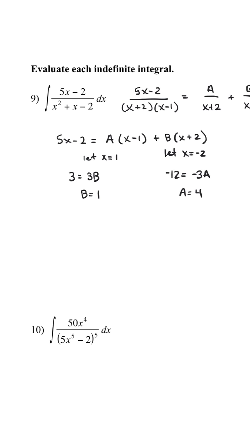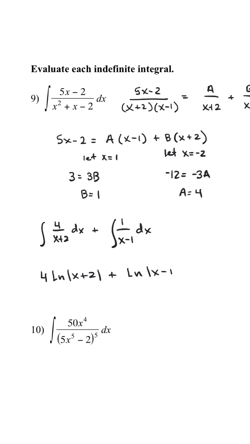So the original problem becomes the integral of 4 over x plus 2 dx plus the integral of 1 over x minus 1 dx. And that's going to become 4 times the natural log of the absolute value of x plus 2, plus the natural log of the absolute value of x minus 1, plus c.